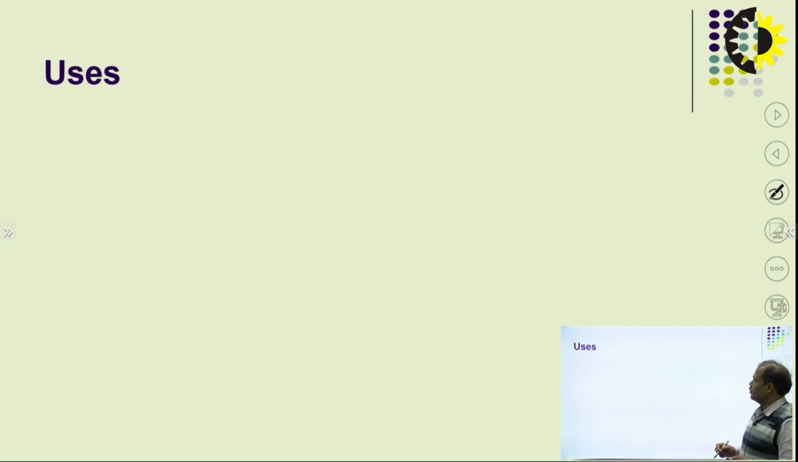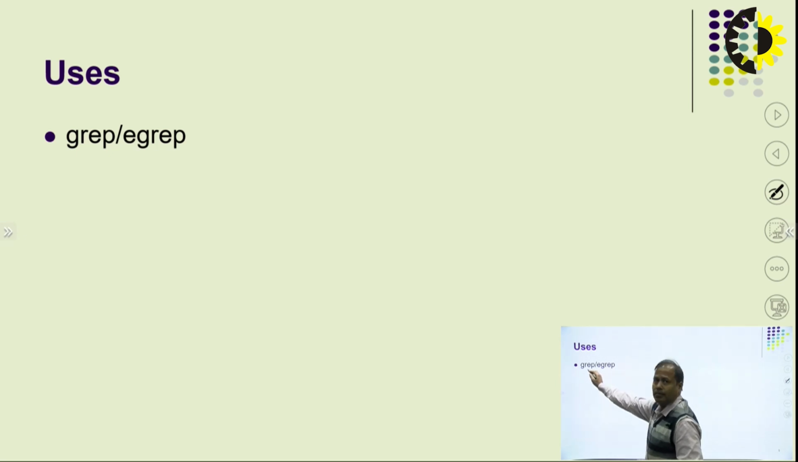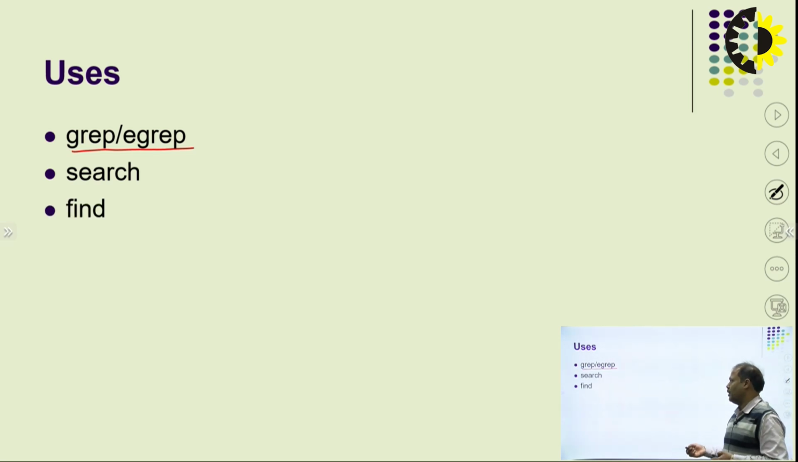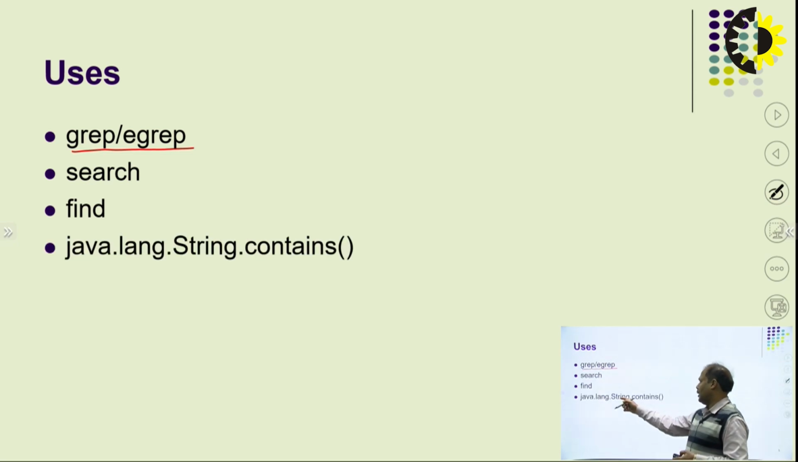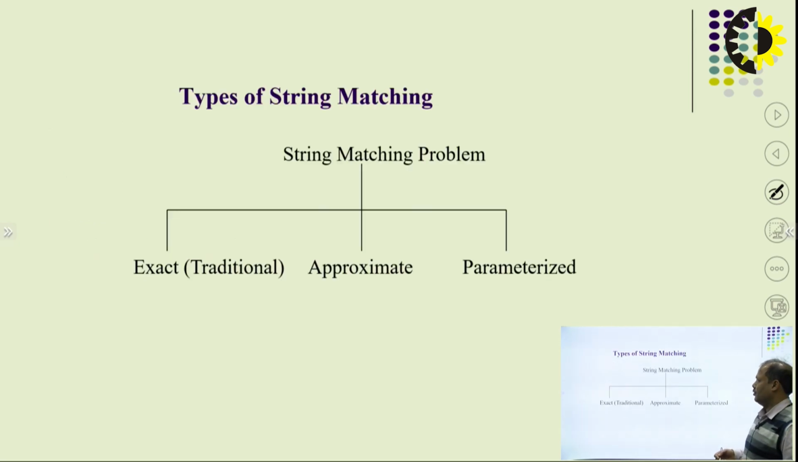So, what are the uses of string matching? We know this as grep, the general regular expression print. This is very important in Unix regular expressions and Unix searching. Second, it is very popular in searching. Generally, we use string matching in Google search and many other places, and even in Microsoft Word, the find and replace command uses string matching. Another is Java's string class. So everywhere we are using string matching applications.